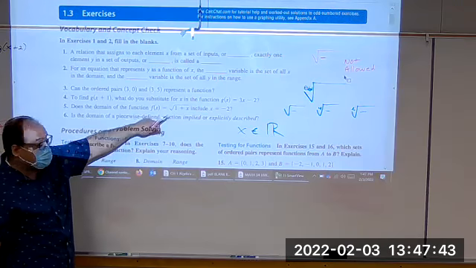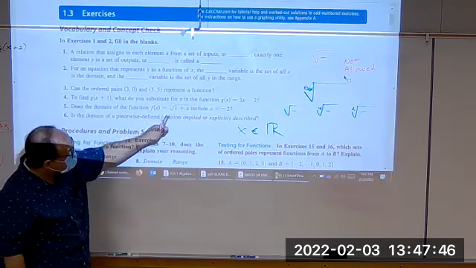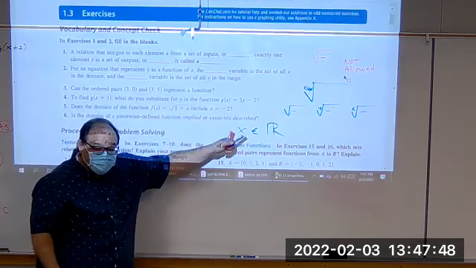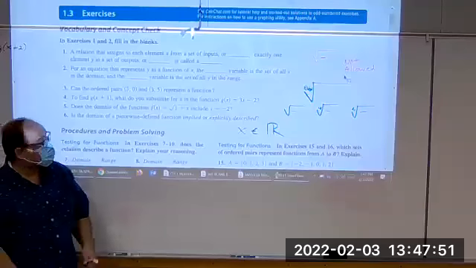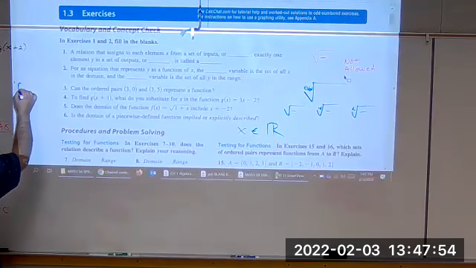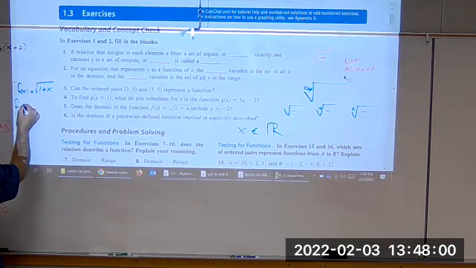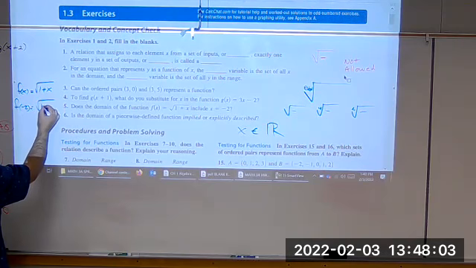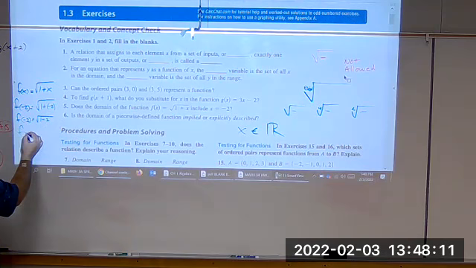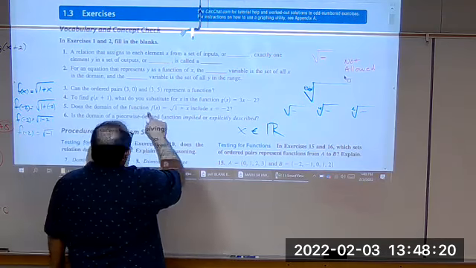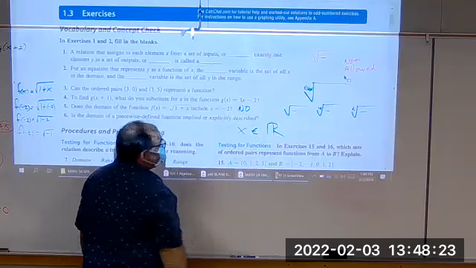So right here, all they're asking is, does the domain of the square root of 1 plus x include -2? Well, let's plug it in. f of x is the square root of 1 plus x. So if you plug in -2, you get the square root of 1 plus -2. So f of -2 is the square root of 1 minus 2, and that's the square root of -1, which is not a real number. So does it include -2? No, it doesn't.